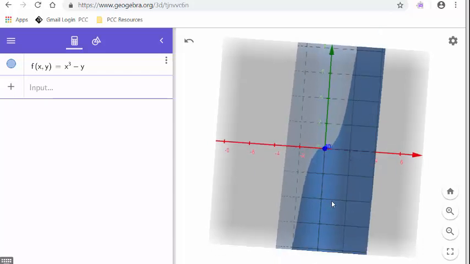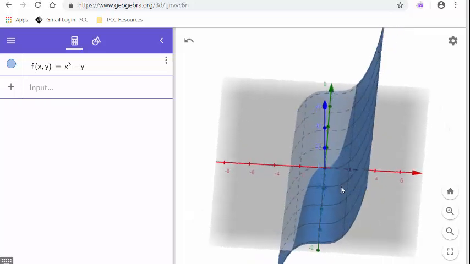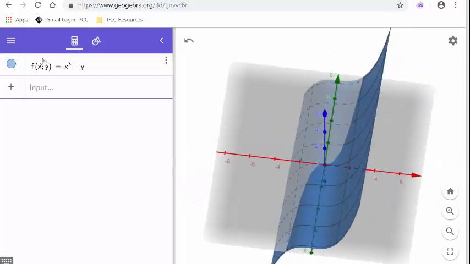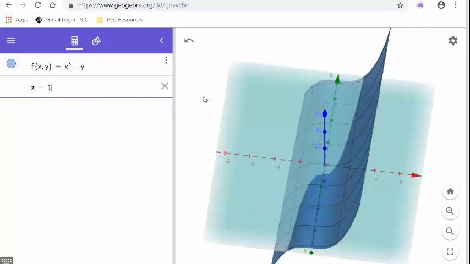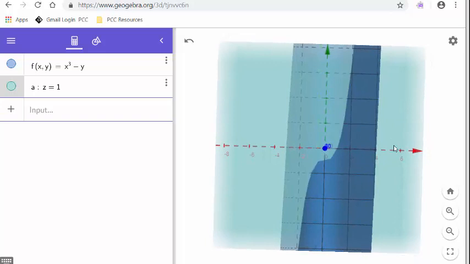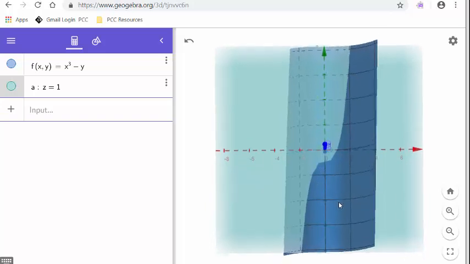And say I do the plane z equals 1. If I look at this from the top, then we can see this line here, that is that y equals x cubed minus 1 shape. So we have -2, -9, 0, -1, 1, 0, and 2, 7 for our points on our cubic shape. So that does in fact happen.